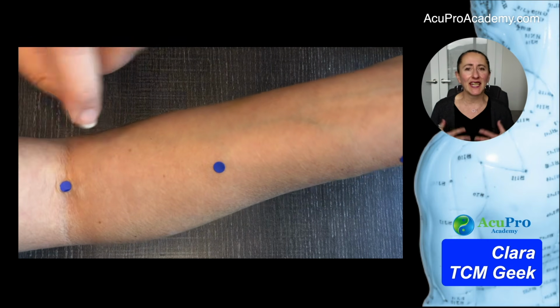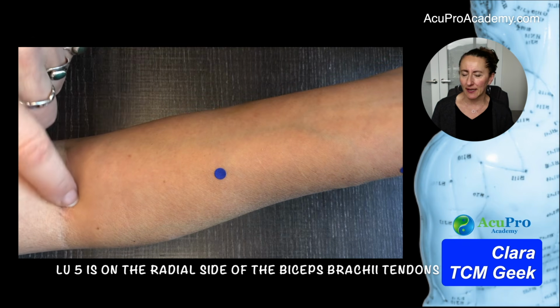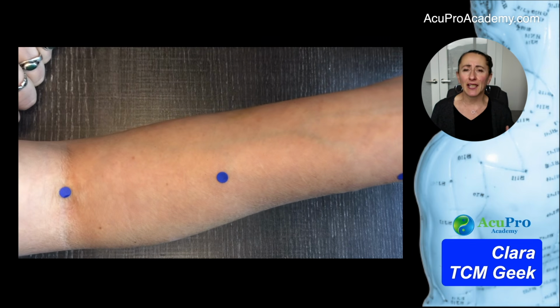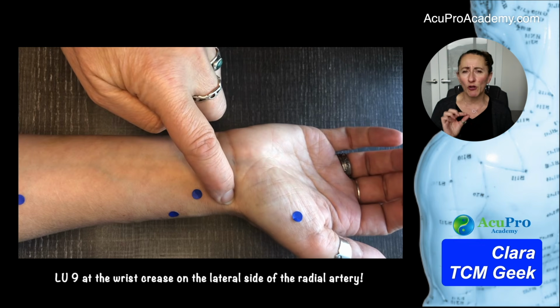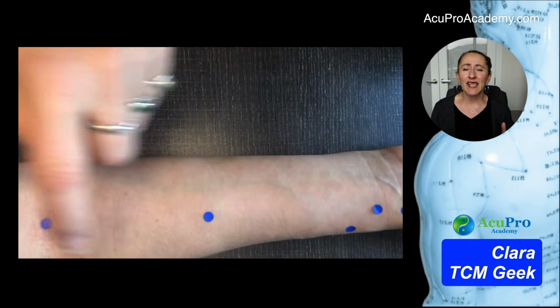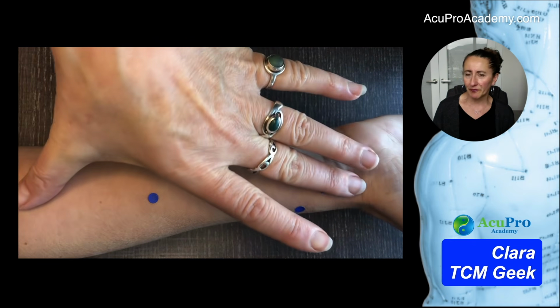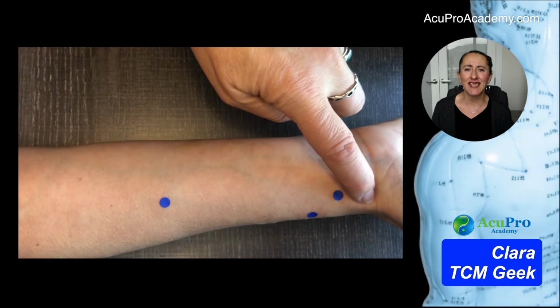Lung 5 is located at the elbow crease on the radial side of the biceps brachii tendon, right? Then Lung 9 is located at the wrist crease on the radial artery. So be careful, there's a big caution of the radial artery. The distance between Lung 5 and Lung 9 is 12 sun, 12 sun body measurement. And we're going to use that 12 sun to locate Lung 6.